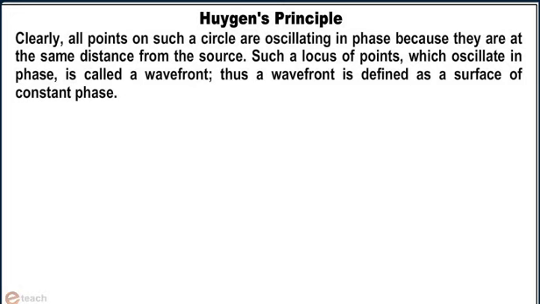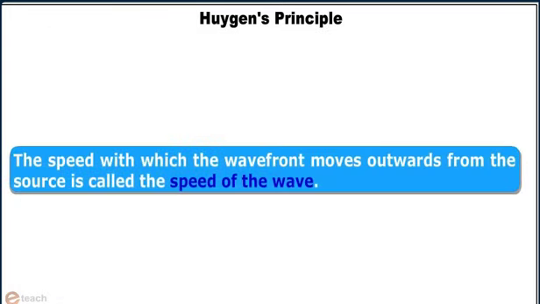Clearly, all points on such a circle are oscillating in phase because they are at the same distance from the source. Such a locus of points which oscillate in phase is called a wavefront. Thus, a wavefront is defined as a surface of constant phase. The speed with which the wavefront moves outwards from the source is called the speed of the wave.